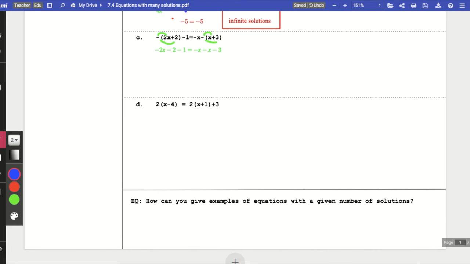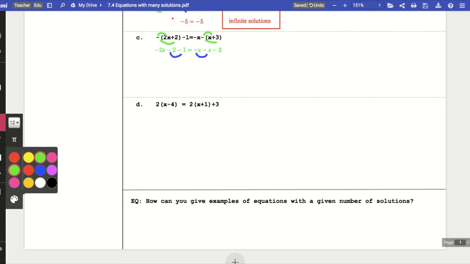I got some like terms I can combine. On the left, notice that I got the negative 2 and the minus 1. And on the right, I got the negative x and the minus x. So I'm going to go ahead and combine those. So now I'm going to have negative 2x minus 3 equals negative 2x minus 3.